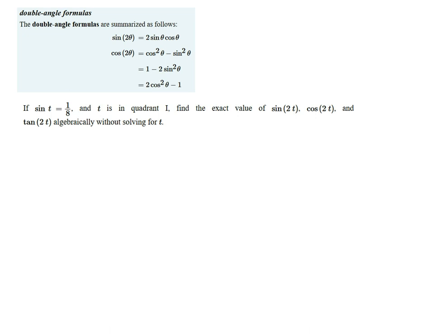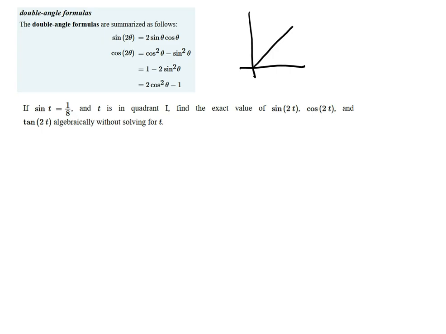If the sine of t equals 1/8 and t is in quadrant number 1, find the exact value of the sine of 2t, the cosine of 2t, and the tangent of 2t algebraically without actually solving for t. Okay, let's start with the fact that we are in quadrant number 1.